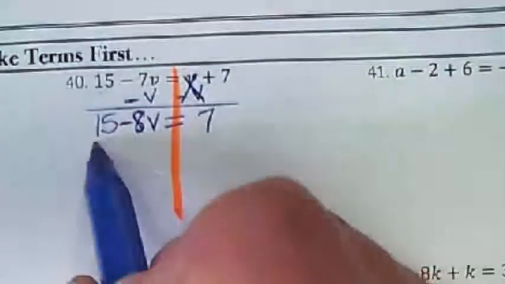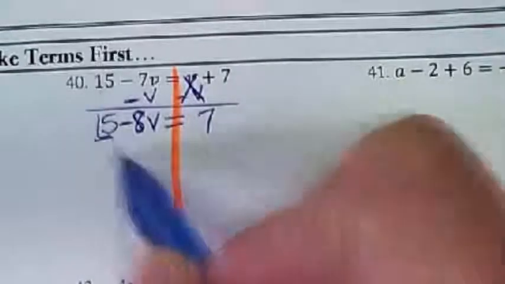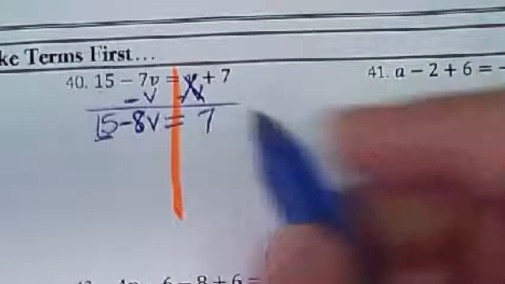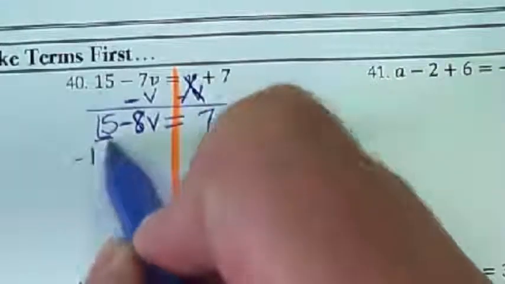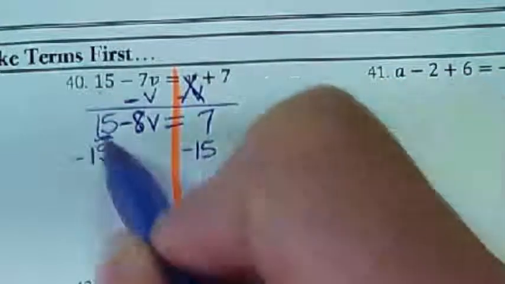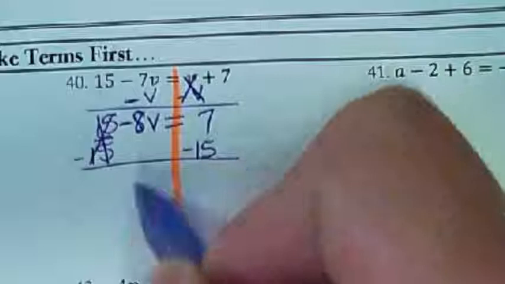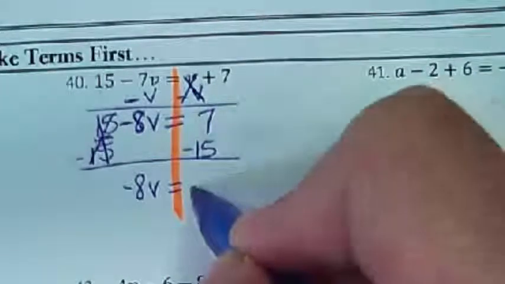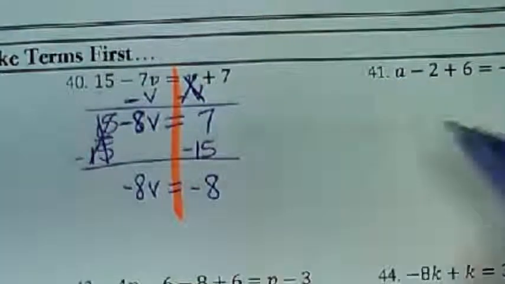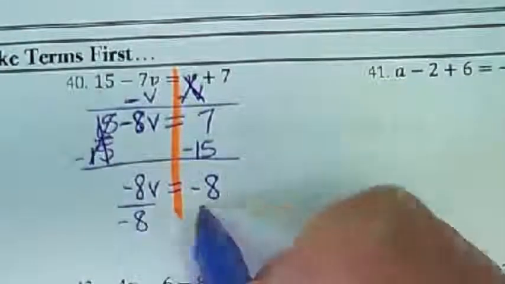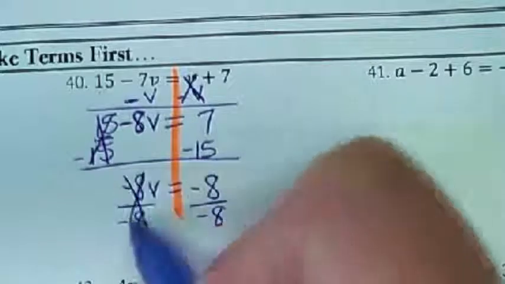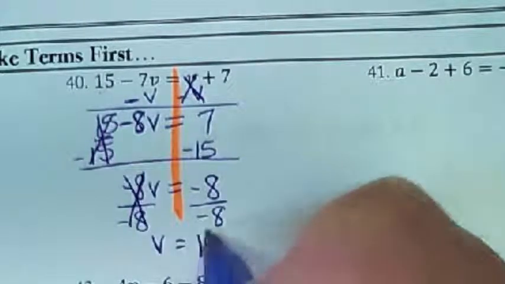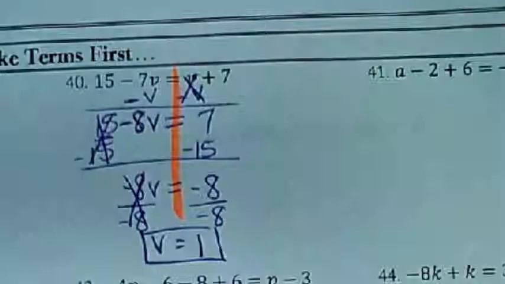Now I'm going to take this constant term, 15, and I want to move it to the other side as well. Right now it's a positive 15. I'm going to do a minus 15. So here they cancel. I have negative 8v equals positive 7 and negative 15 gives me negative 8. And then divide both sides by negative 8 to get my v all alone. And v is equal to 1. Fantastic. Let's take a look at one more before you try some of these on your own.